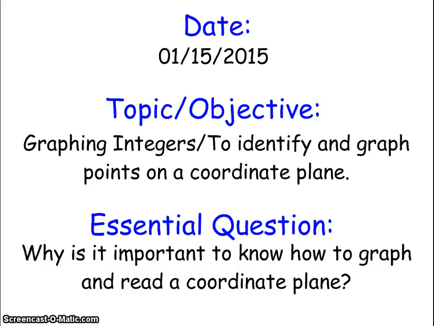Alright, so please make sure you have your Cornell note template created so you're ready to take your notes. Make sure you put the date, which is January 15th, 2015. Our topic is graphing integers, and we're going to focus on identifying and graphing points on a coordinate plane. The essential question is, why is it important to know how to graph and read a coordinate plane?